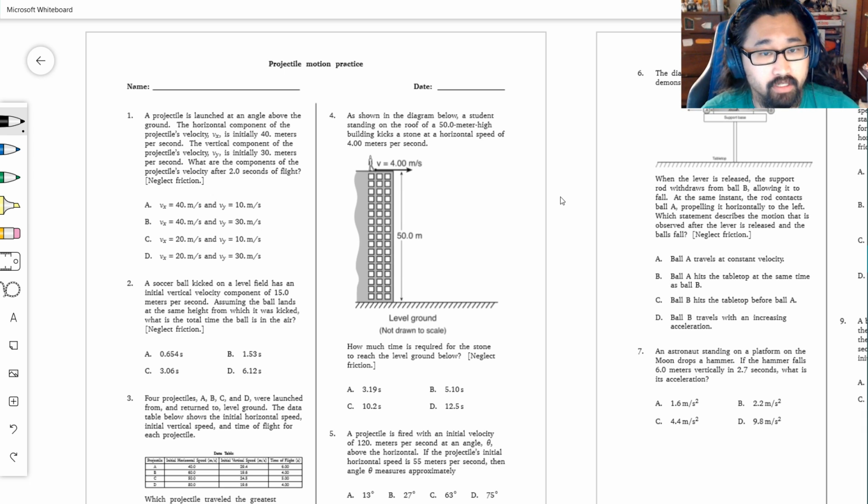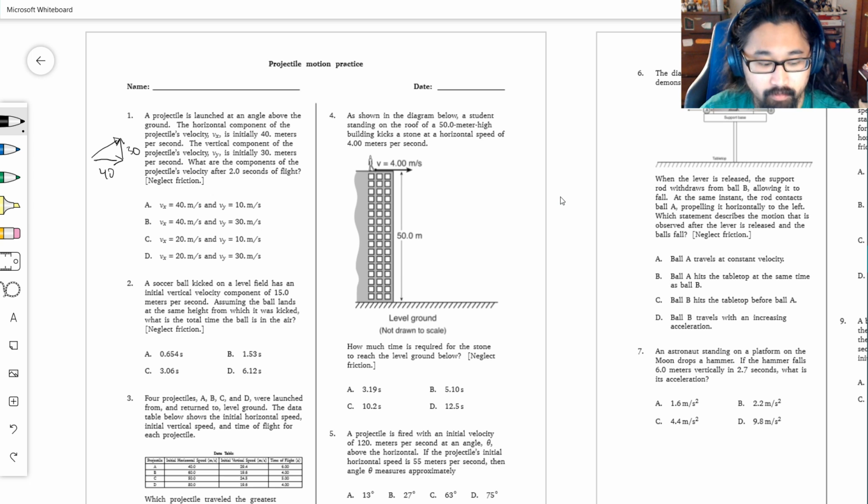First question, I actually really like the first question because it's not that much math. It's basically just physics. Do you know the physics behind the thing? You have a projectile launched at some angle above the ground. They don't tell you what the angle is, but they tell you the horizontal component is 40 meters per second and the vertical component is 30 meters per second. I could figure the angle out if I needed to, but I don't for this question. What is going to happen to the velocity after 2 seconds?